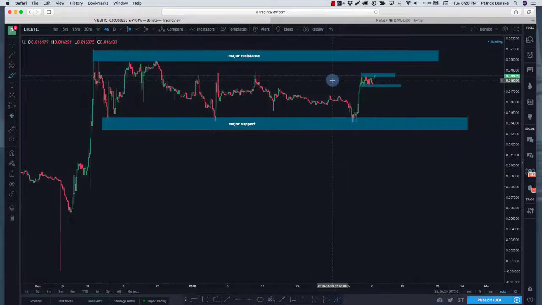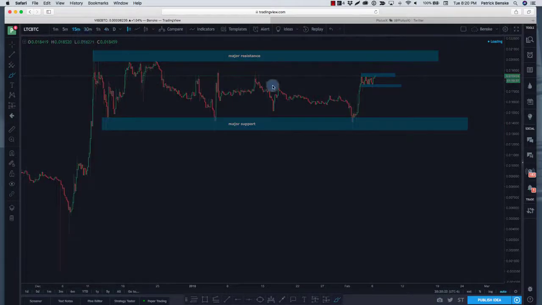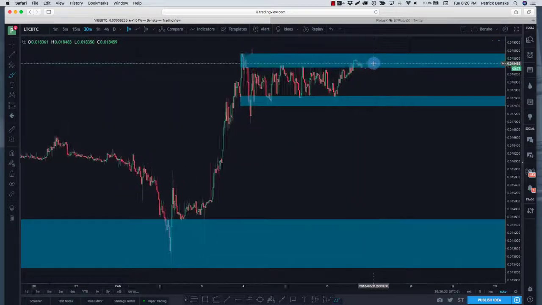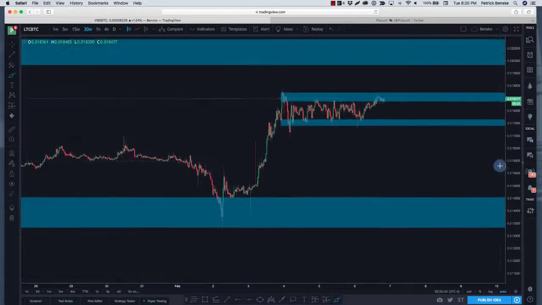The next setup that could potentially form, maybe on the 15-minute or maybe the 30-minute time frame, is a nice break of that minor support and resistance going up to the next resistance level, which is in the 200 level over here. So that'll be our next point.